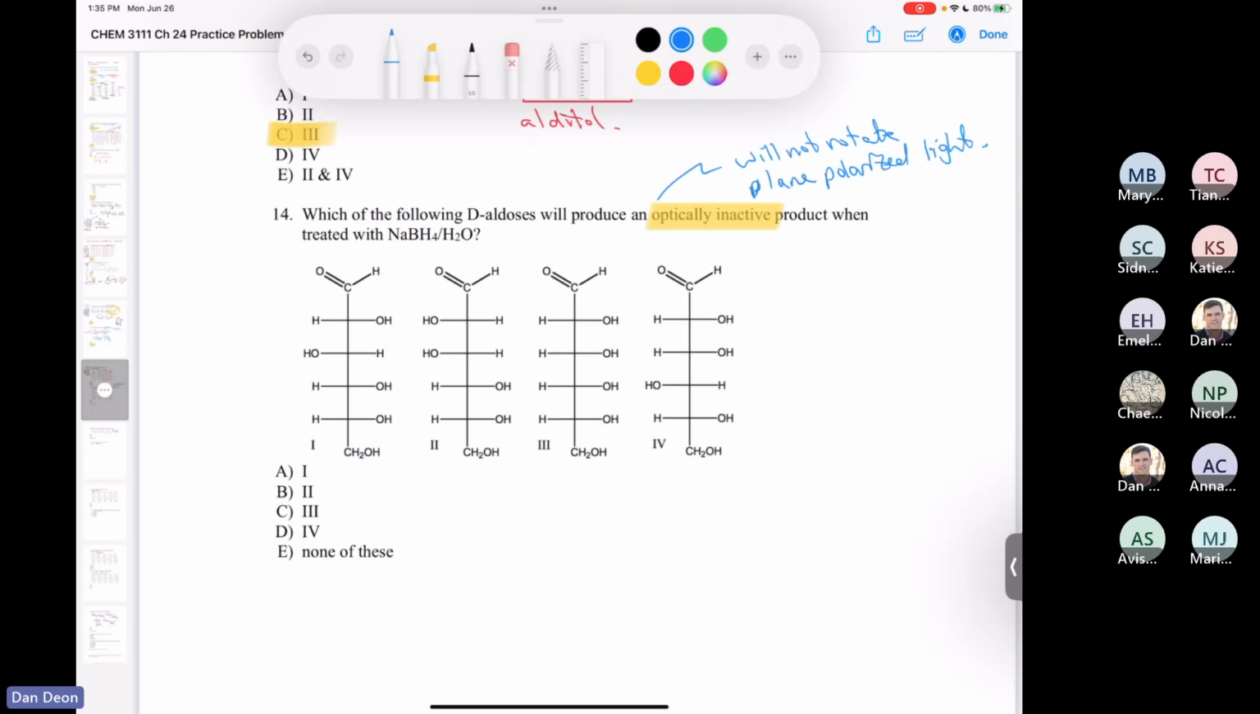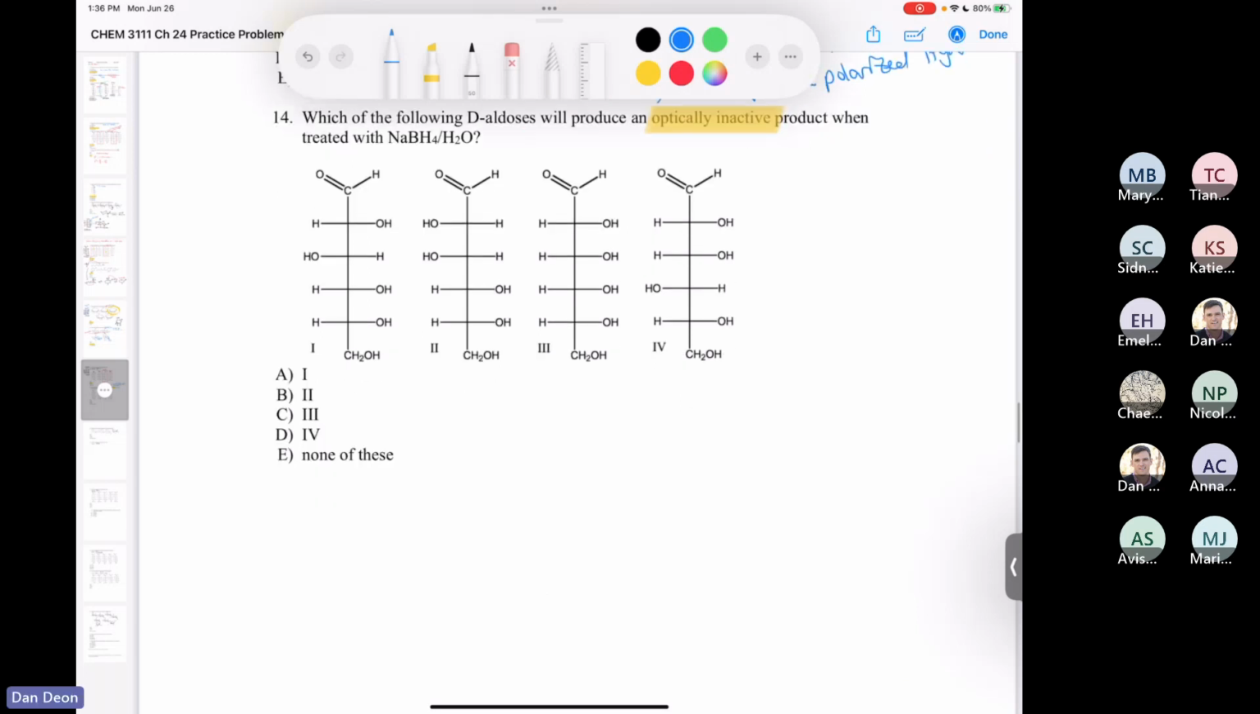So could anybody identify that compound here? It's not a trick question. Could anybody identify the compound here that when you reduce it with sodium borohydride, you end up with something that has no chirality? There are chiral centers in the molecule, but it has no chirality overall. All right, so what if we take a look at compound number 3? If we treat this with sodium borohydride in water, what you're going to end up with is this.